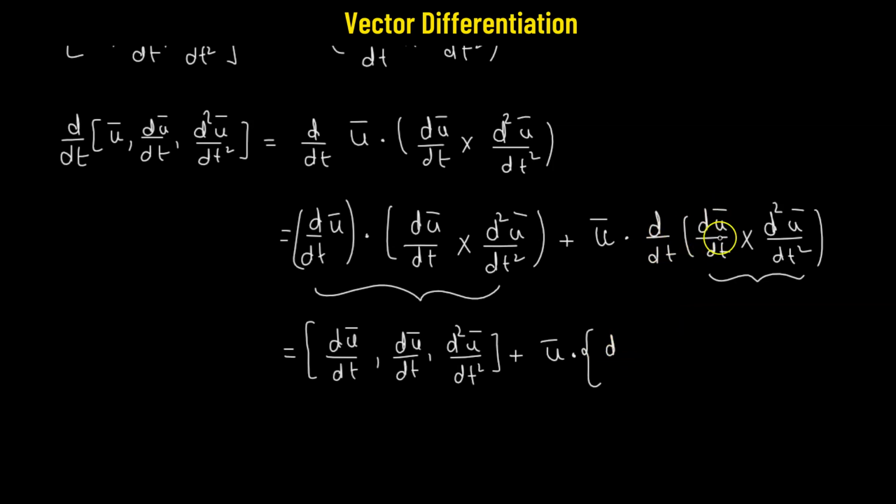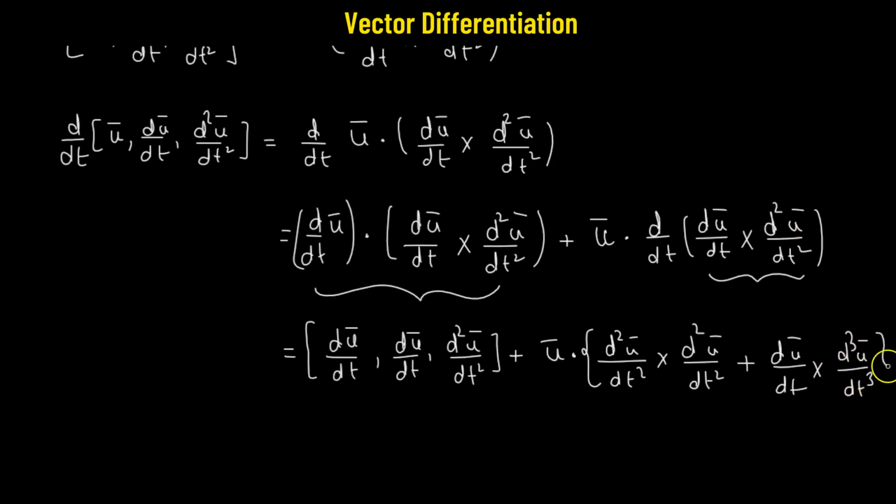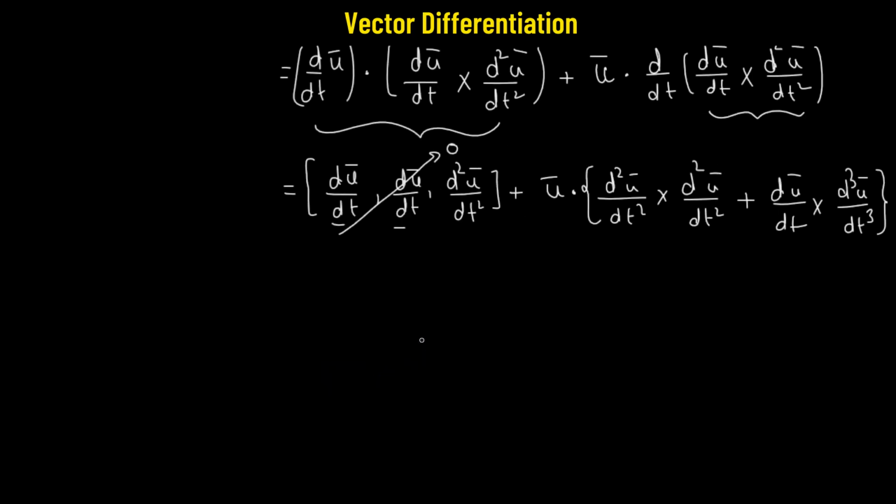First, we take the derivative of the first derivative of u with respect to t. This gives us the second derivative with respect to t, crossed with d squared u over dt squared, plus now we take du over dt and cross it with the derivative with respect to t of the second derivative of u, which gives us the third derivative of u with respect to t. Right. So this scalar triple product goes to 0 because we have du over dt repeating. That means we are only left with the second term.